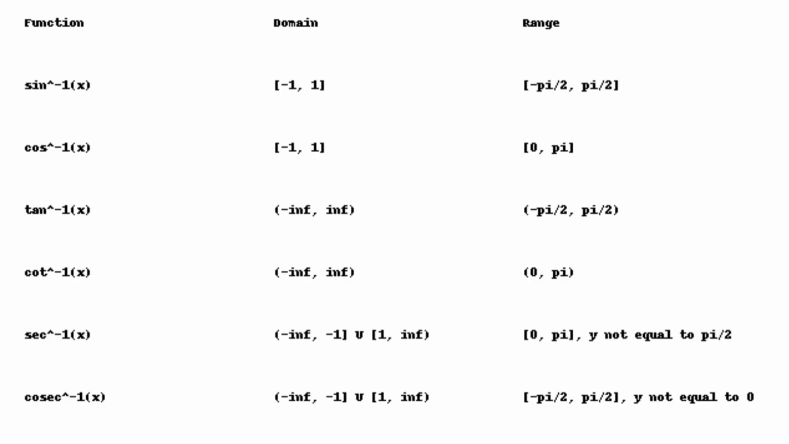For cosecant inverse of x, domain is between -infinity to -1 union 1 to infinity and range is between -pi/2 to pi/2 where y is not equal to 0. Secant inverse of x, where the domain is between -infinity to -1, again union of 1 comma infinity and range is between 0 to pi where y is not equal to pi/2.